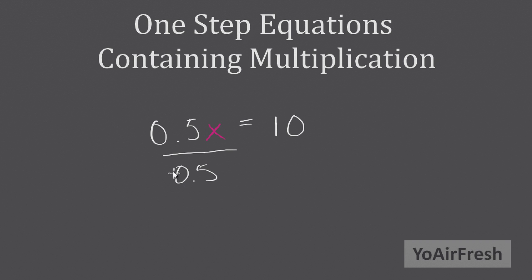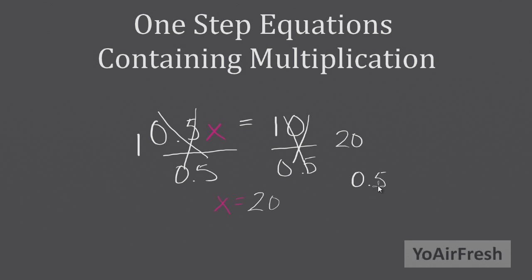0.5 divided by 0.5 definitely equals 1. And we have to do the same thing to the other side. Divided by 0.5. So, like I said, this equals 1. And 10 divided by 0.5 equals 20. So our final answer is x equals 20. If you wanted to do that out with a calculator just to check your work, 0.5 times 20 does in fact equal 10.